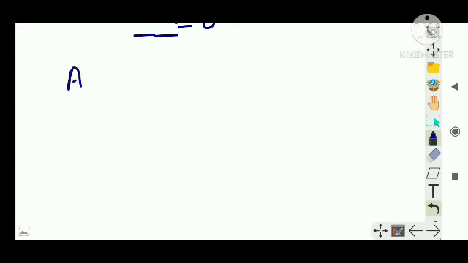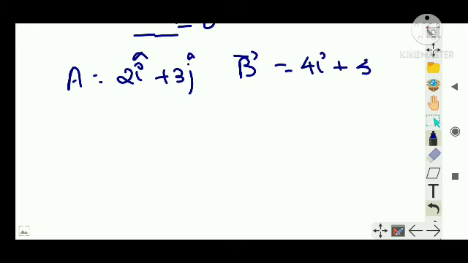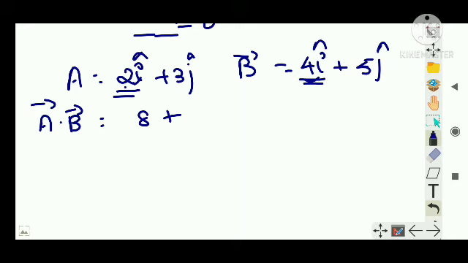If vector A is 2i plus 3j cap and vector B is 4i plus 5j cap, and you are asked the dot product A dot B, what would you do? Only multiply like terms. That's the easiest way. i can be multiplied with i only. So 2 into 4 is 8, plus j can be multiplied with j only, so 3 into 5 is 15. So it is 23. Clear?